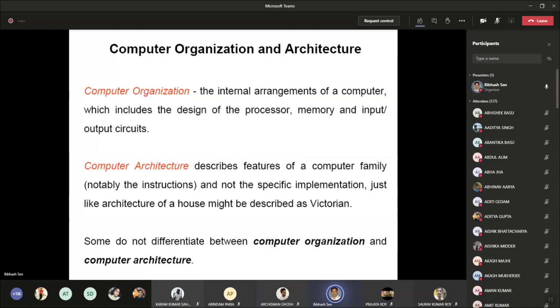The internal arrangement of a computer, which includes the design of the processors, memory and input, gives the computer organization. But computer architecture describes the features of the computer family, maybe SPEC architecture, MIPS architecture, or some parallel computing, not the specific implementation, just like the architecture of a house. We mean von Neumann architecture or a non-von Neumann architecture, where no stored program concept is there. Our modern digital computers all follow von Neumann architecture. So your laptop is a von Neumann computer.